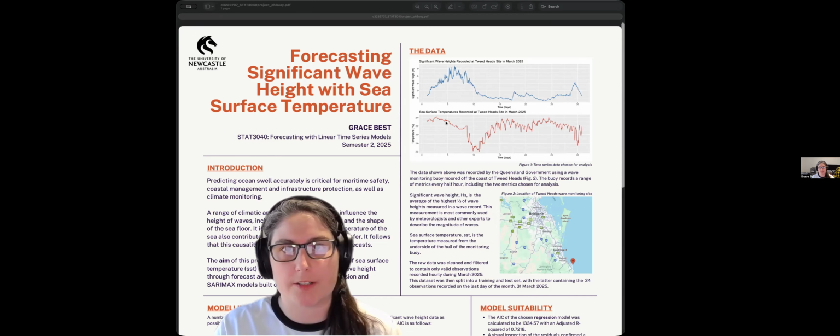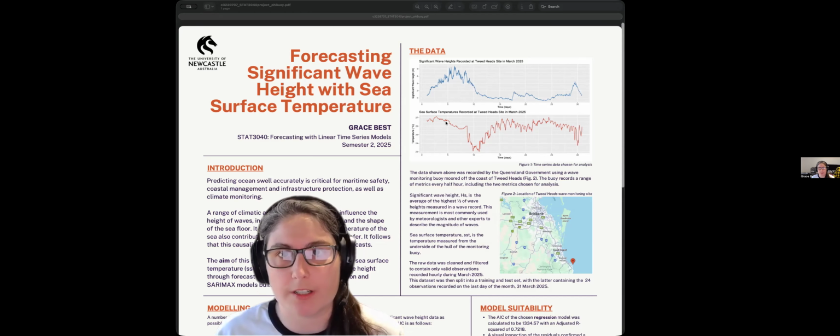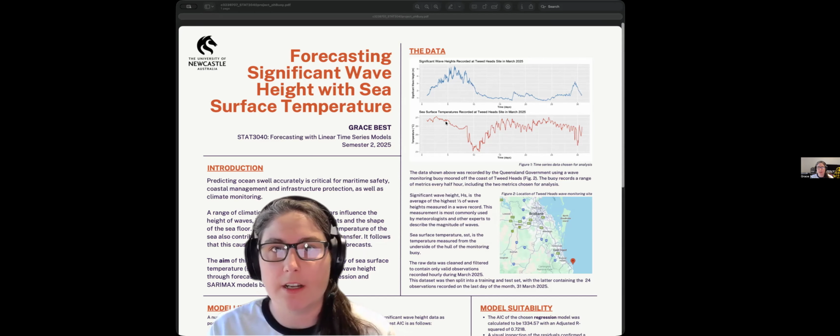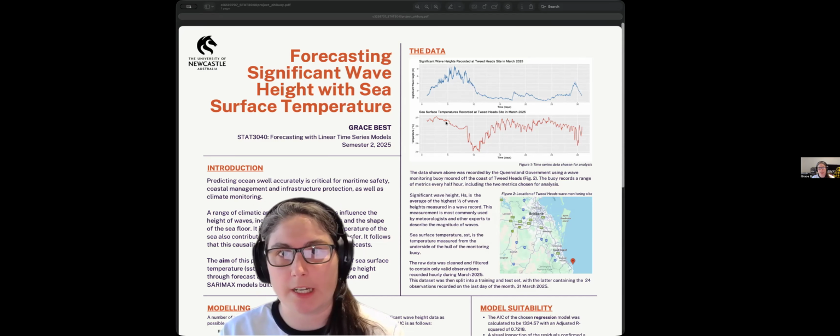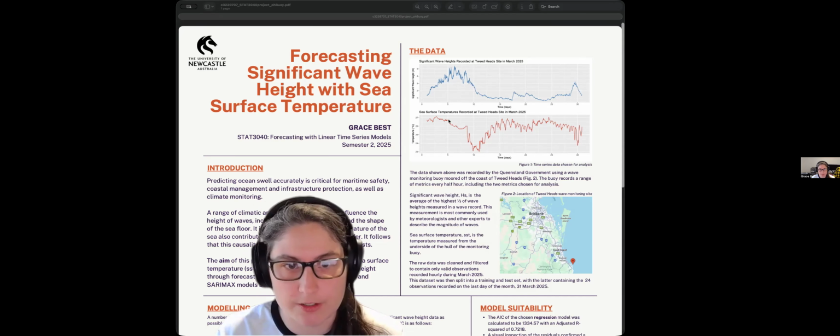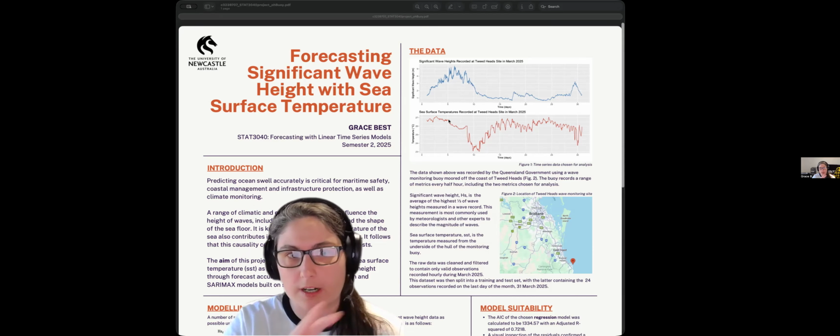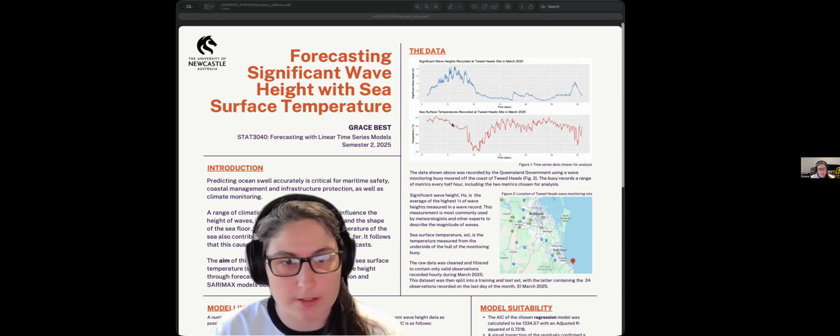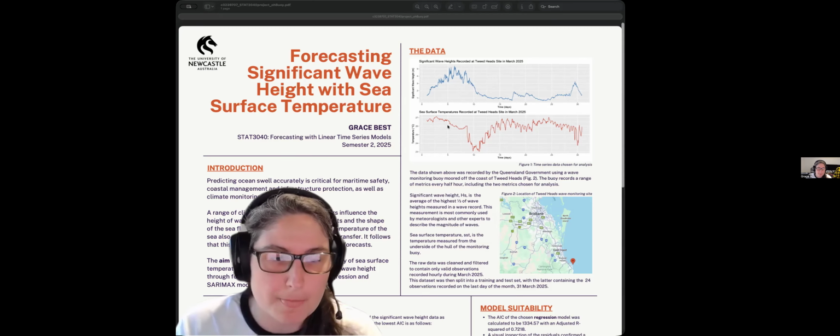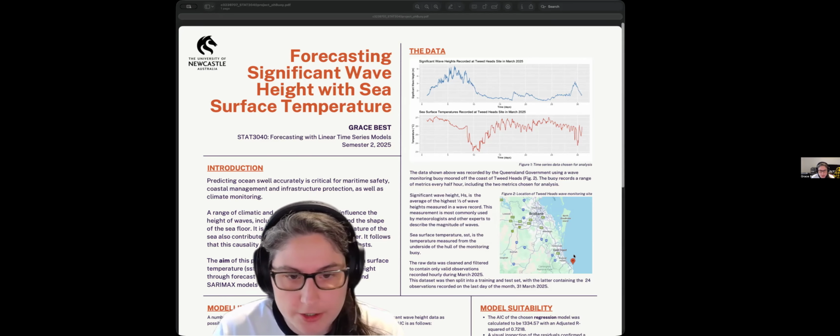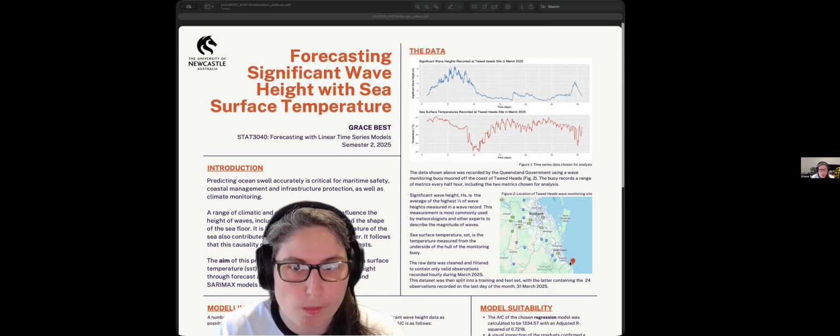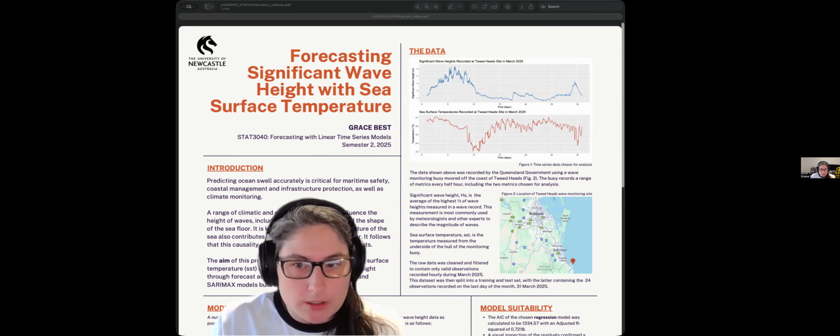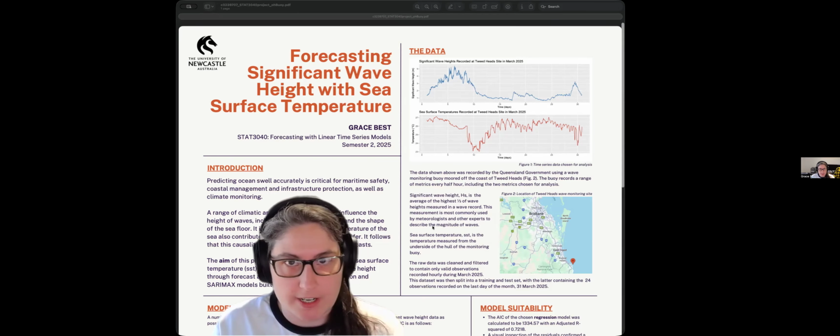I also partitioned the data that I was working with into a training set, being the 1st to the 30th of March, and a test set being the last 24 hours of observations that I used for forecast accuracy evaluations later on. You can see the location of the particular buoy that I drew the data from here off the coast of Tweed Heads. So that was the data that I was working with.